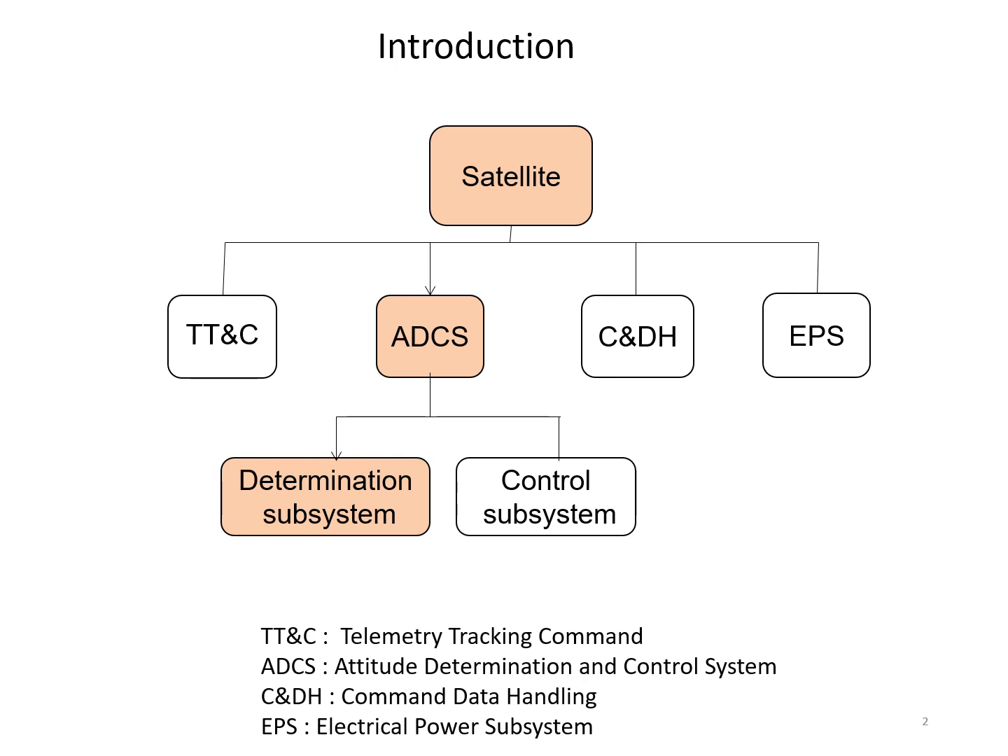In the satellite subsystem, there are four main important components used in the satellite. The first subsystem is TTNC, which stands for Telemetry Tracking Command. Secondly, ADCS, Attitude Determination and Control System. Third, CDH, Command Data Handling. And lastly, EPS, Electrical Power Subsystem. For my research, I focused more on the ADCS.